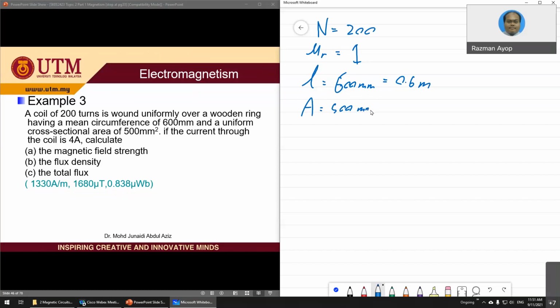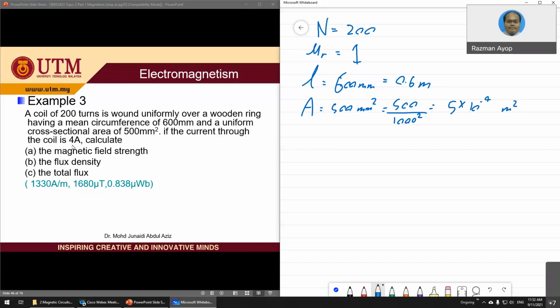Next, uniform cross-section area is 500 millimeter square. So of course you have to change it: 500 divided by 1000, and don't forget to square because it is millimeter square. So use your calculator, 500 divided by 1000 squared. You get 5 multiplied by 10 to the negative 4 meter squared. Always change it to the SI unit.